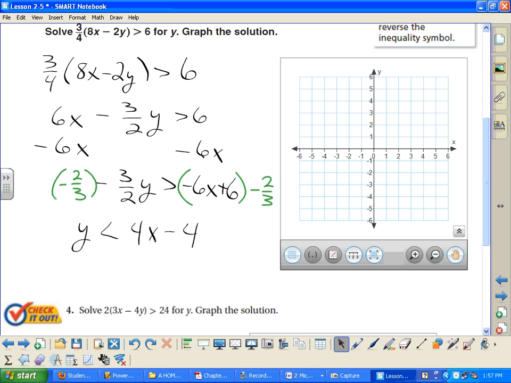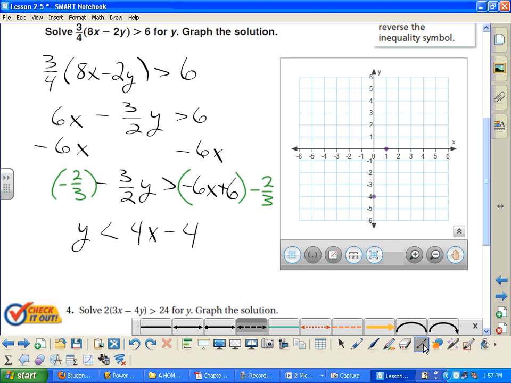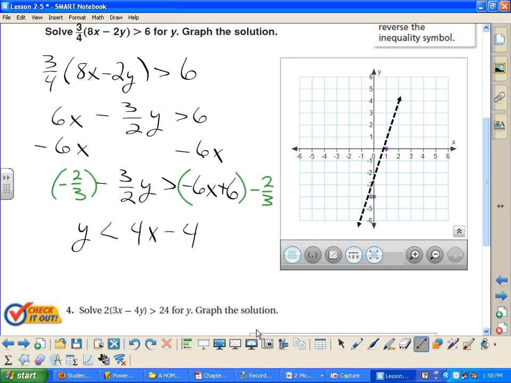All right, get rid of that. Okay. So our y-intercept is at negative 4. And our slope is 4, which means we're going to do what? Okay, up 4 and over 1. And is this going to be a solid or dotted line? You see, it says just less than, so it's dotted. So we got a dotted line here. And so am I going to shade above it to the left or below it to the right?